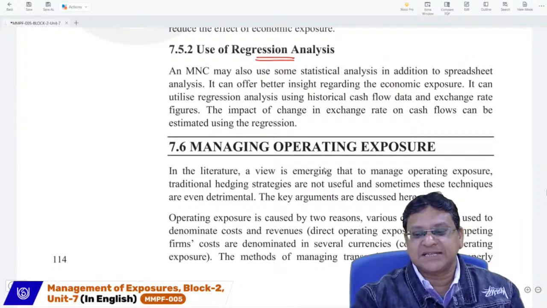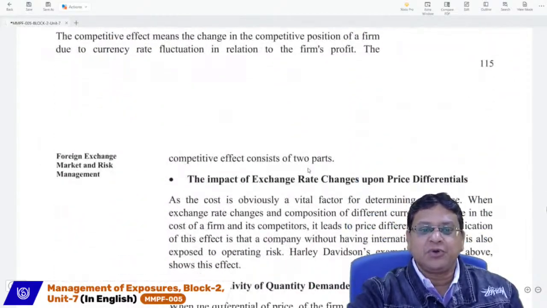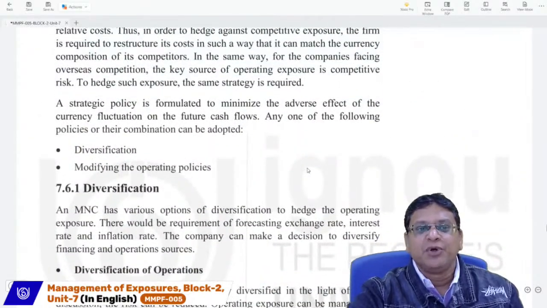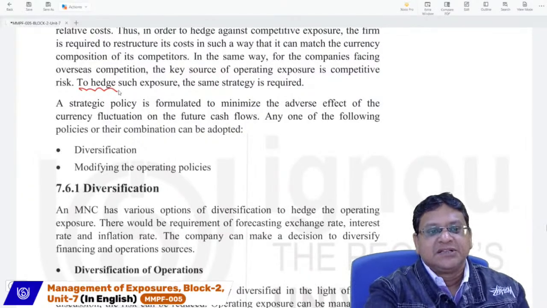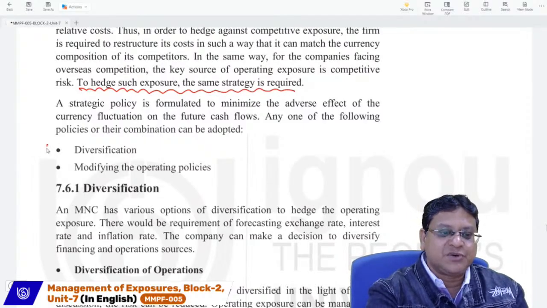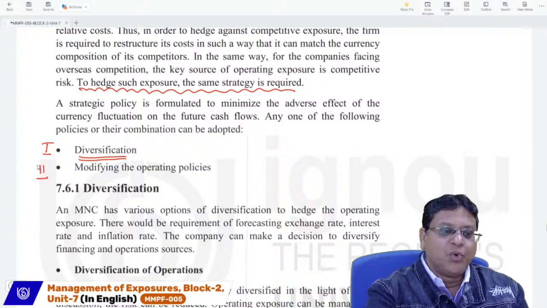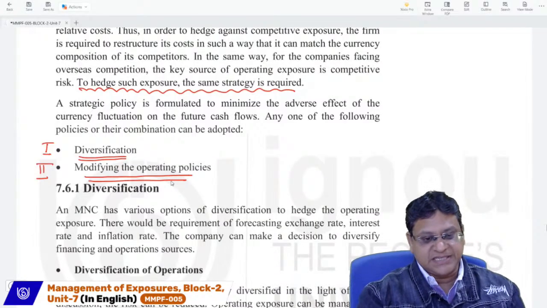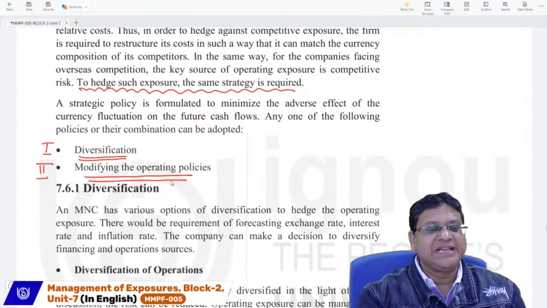Now, operating risk can be managed, but it's very difficult to manage operating risk. Operating risk can be managed with the help of two strategies. What are the strategies for managing operating risk? First strategy is known as the diversification strategy. Second strategy is known as modifying the operating policies of the business. These are the two important strategies which are used in managing operating exposure or operating risk.